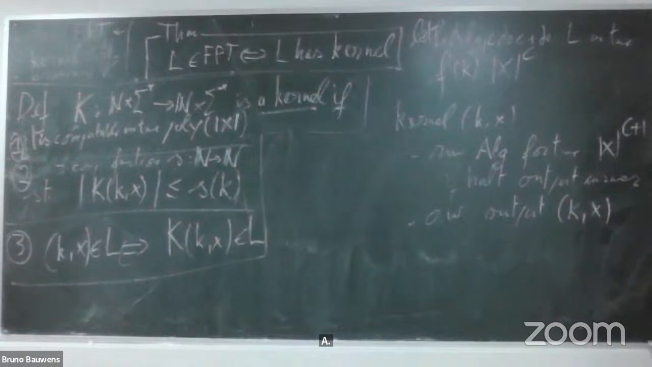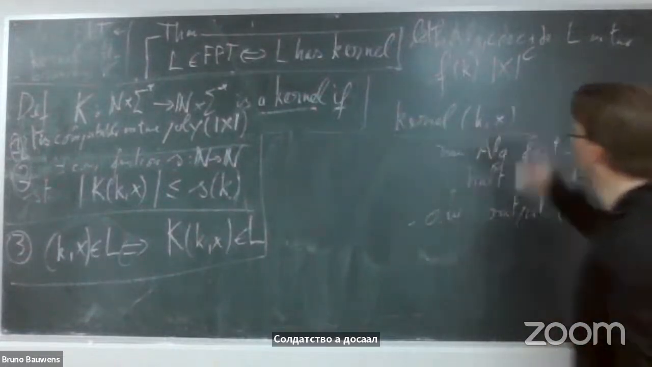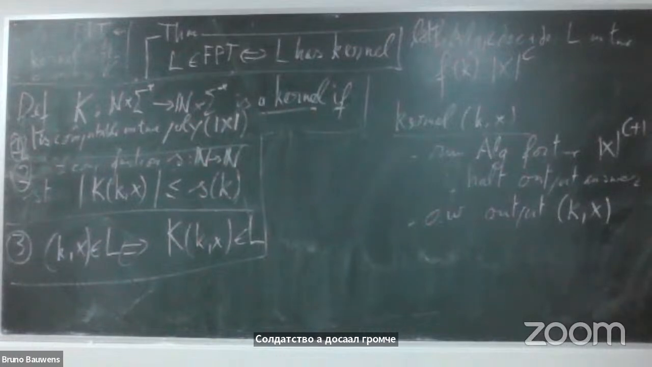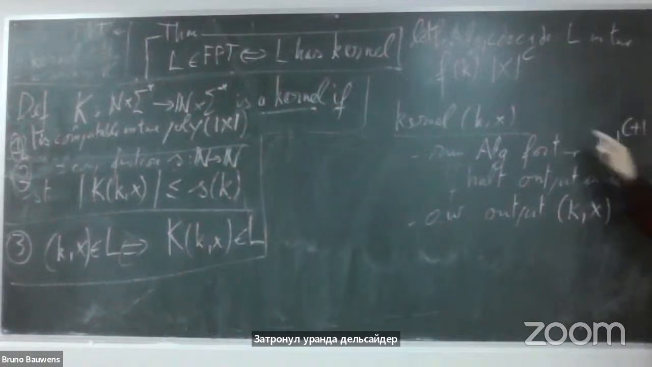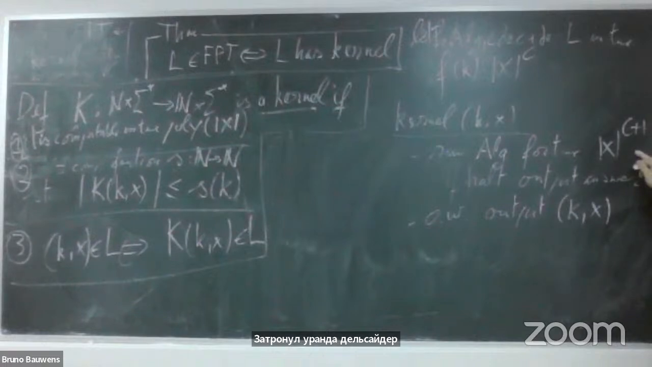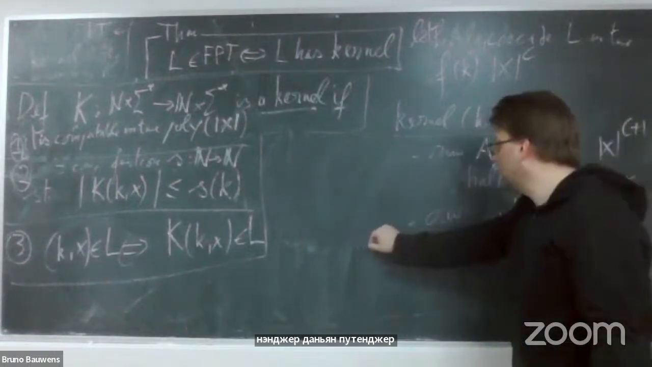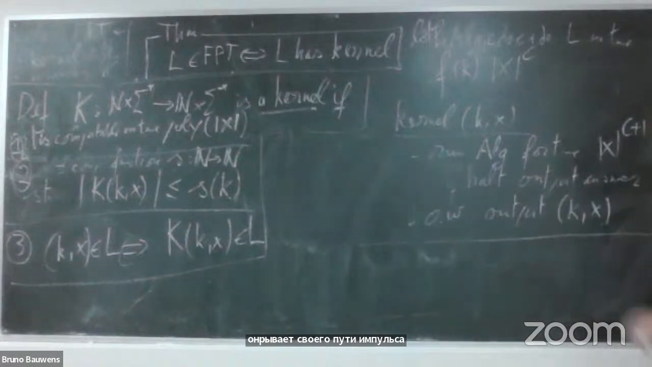So that's the algorithm. Two rules. Run the decider for this running time. If we get an answer, then we output the answer. Otherwise, we output the input itself. That's our kernel. So now we have to check the three conditions of the definition of kernel.